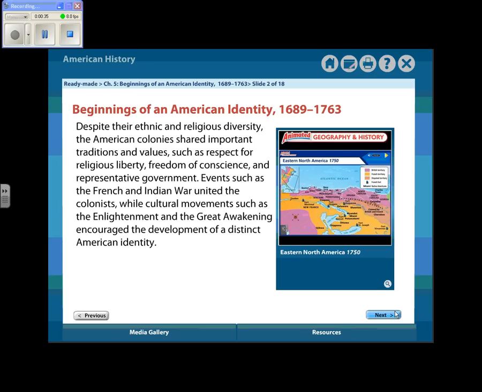Beginnings of American identity. Despite their ethnic and religious diversity, the American colonies shared important traditions and values, such as respect for religious liberty, freedom of conscience, and representative government. Events such as the French and Indian War united the colonists, while cultural movements such as the Enlightenment and the Great Awakening encouraged the development of a distinct American identity.